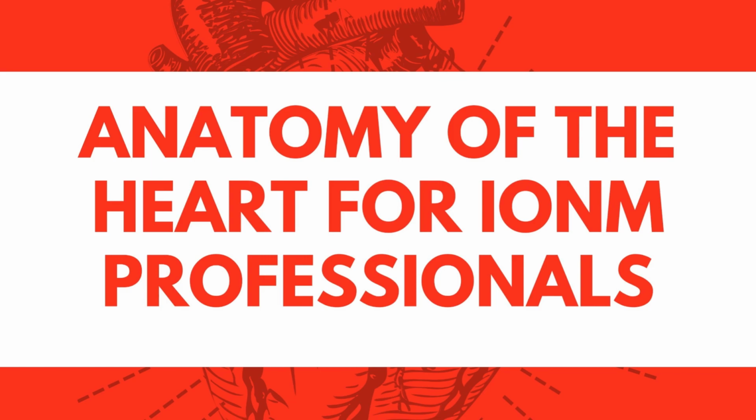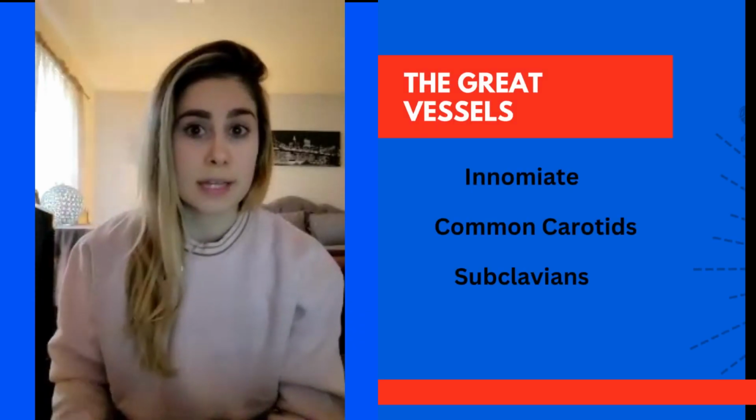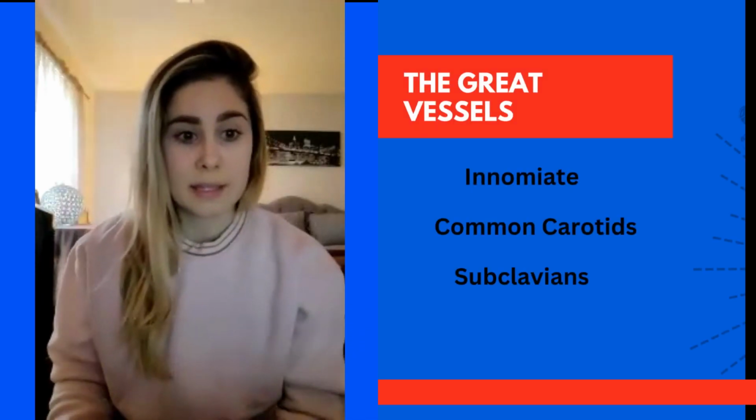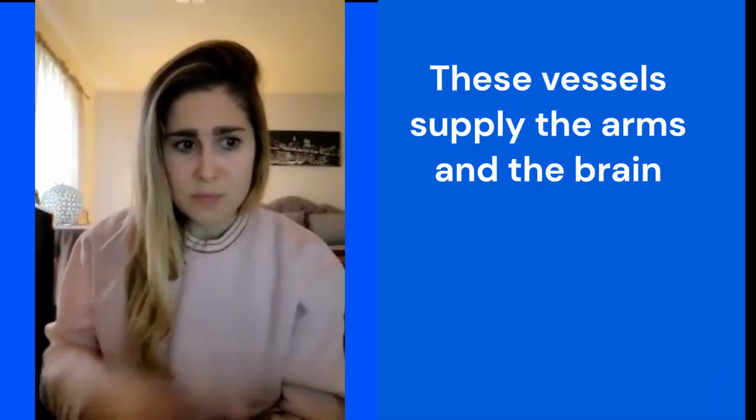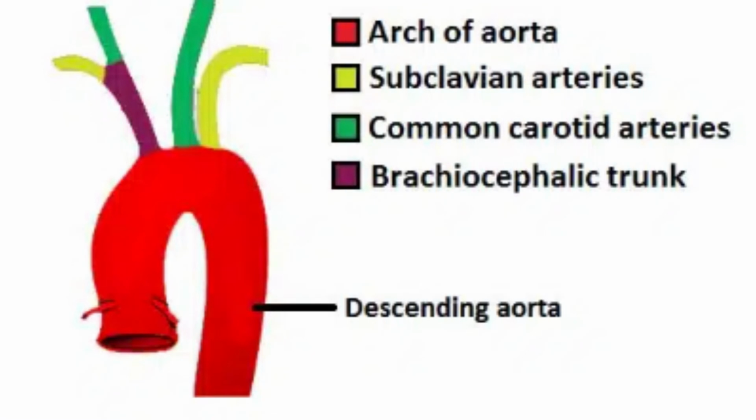The great vessels are the innominate, the common carotids, and the subclavians, and these supply the critical areas of the arms and the brain. So then as you work your way down the cane, you're going from the handle of the arch down into the bottom portion, and that's the elongated portion.